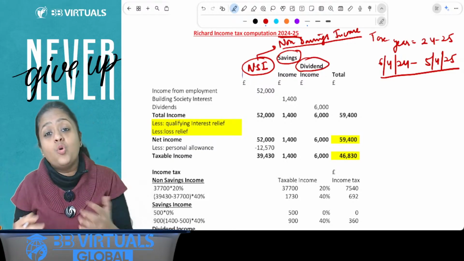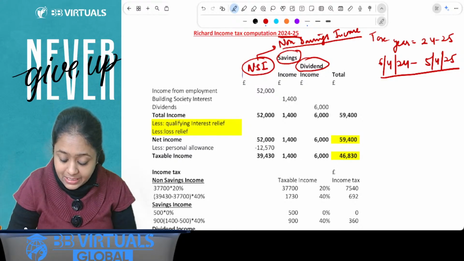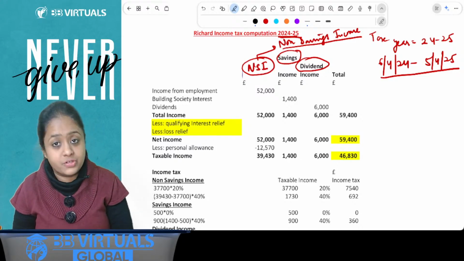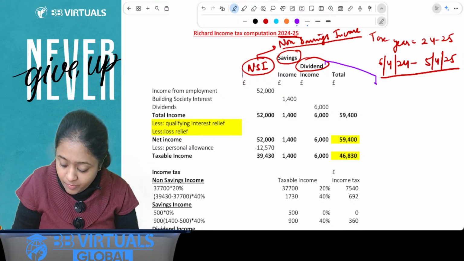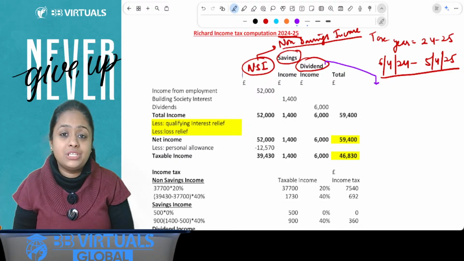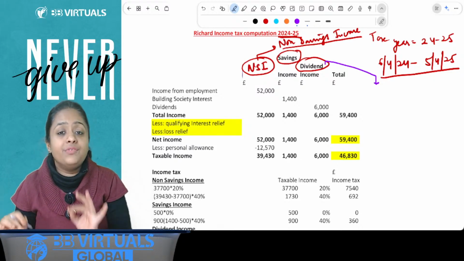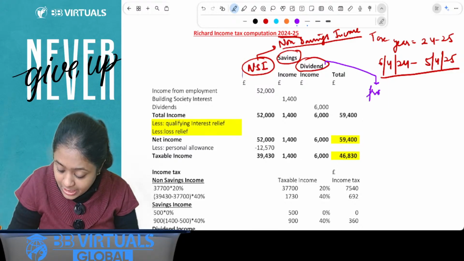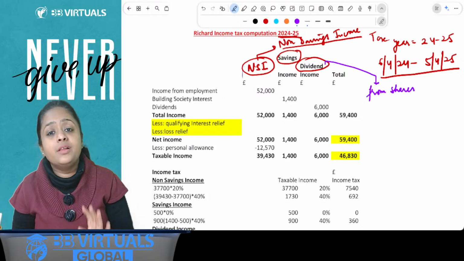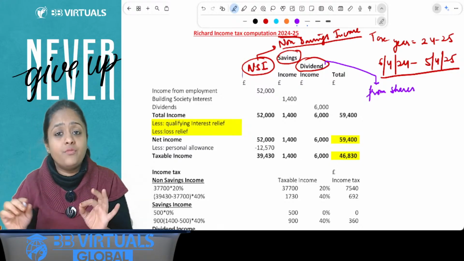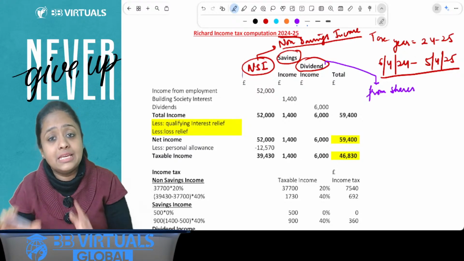So how do I know which income will fall in which category? Let's look at savings and dividend first. When I say dividend income, what do you generally earn dividend on? Shares. Yes. So simply speaking, when you have dividend income earned from shares, it will come here. Any kind of dividend income will be clubbed under this heading of dividend income.